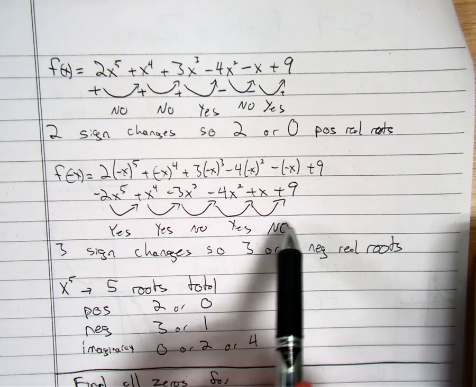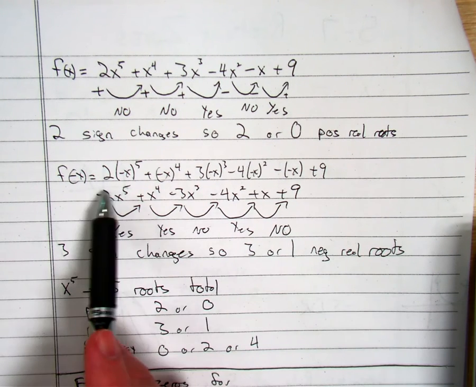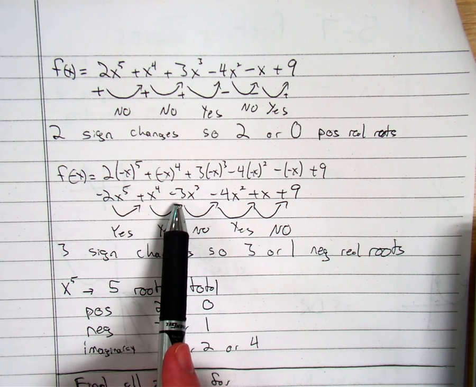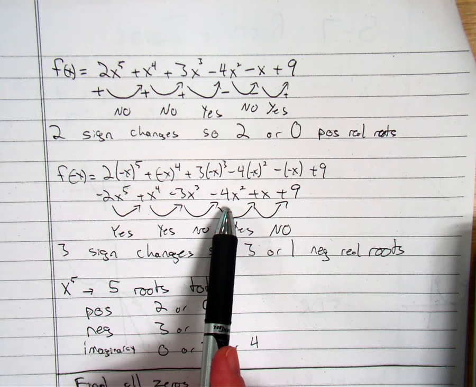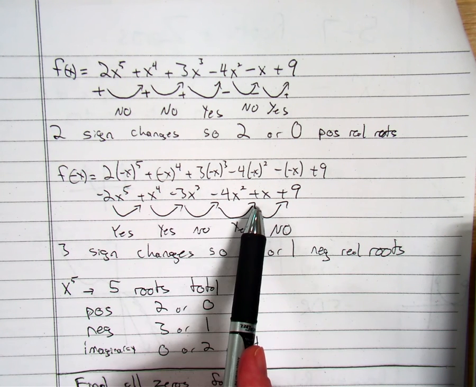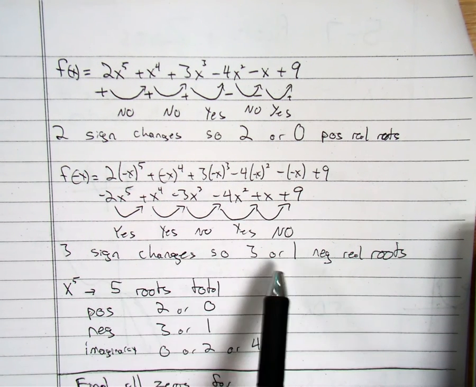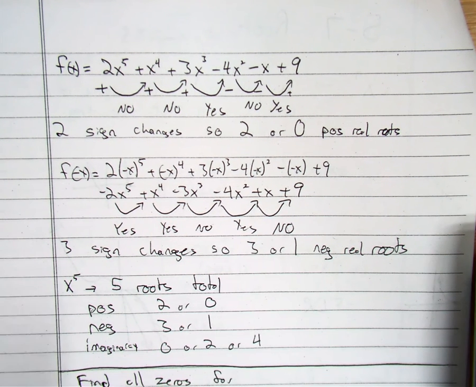Now let's count our sign changes. Negative to a positive, 1. Positive to a negative, 2. Negative to a negative, negative to a positive, 3. Positive to a positive. 3 sign changes, so 3 or 1 negative real roots. We don't go below 1, can't have negative roots. So we have 3 or 1.